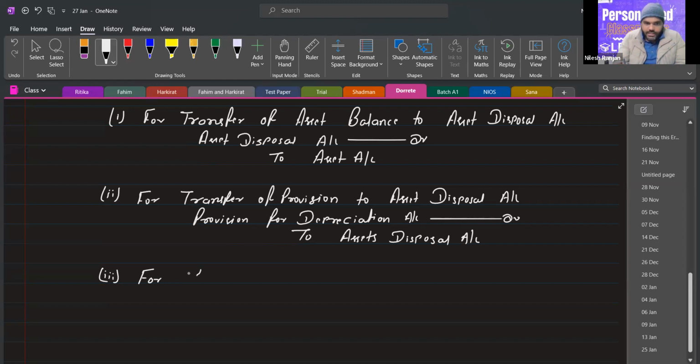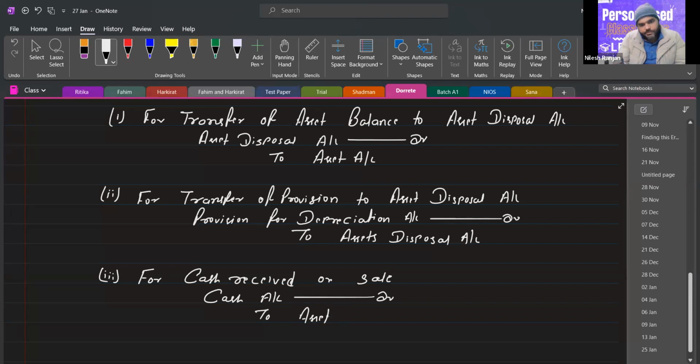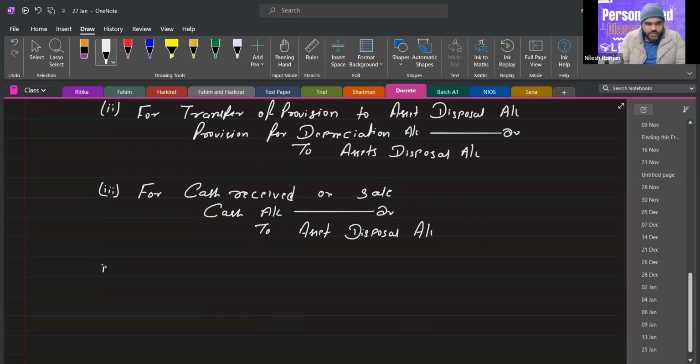Now for cash received on sale, it will be cash account debit to asset disposal account. This is entry number three. One more thing: if there is any GST, then we will include GST here, like GST output account.